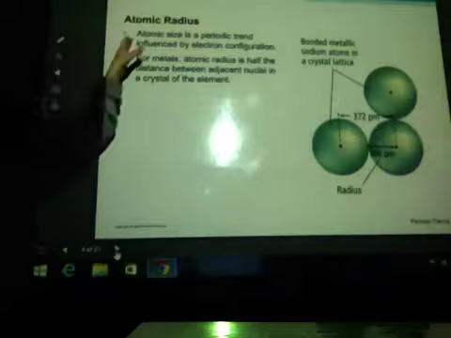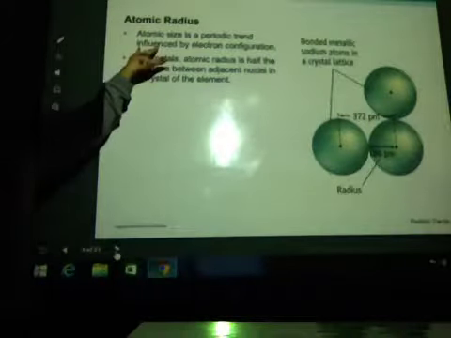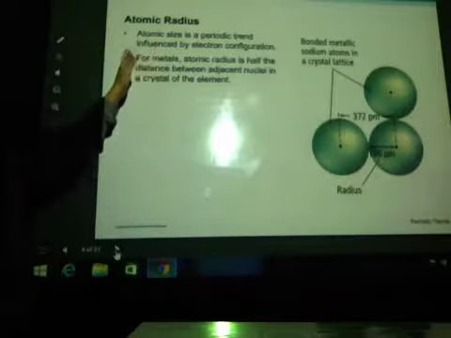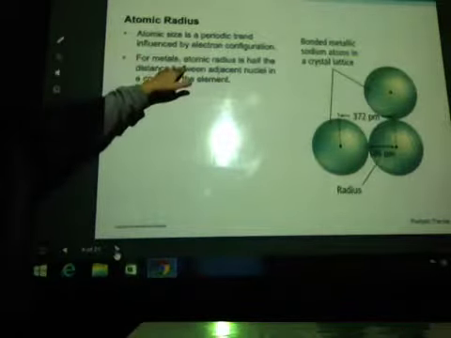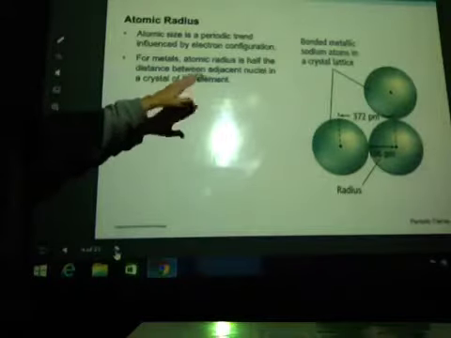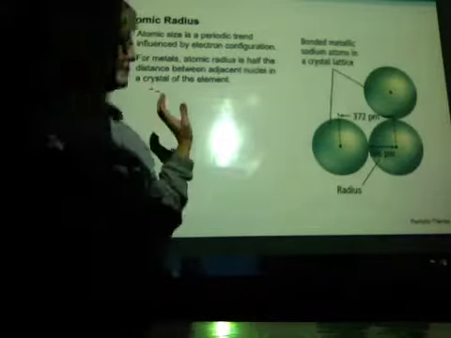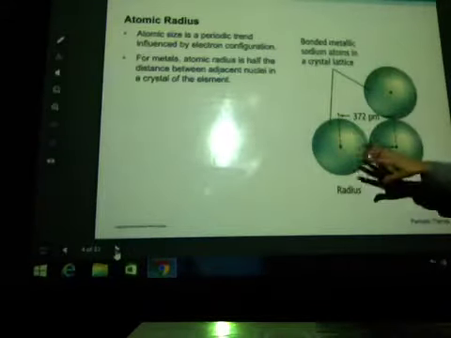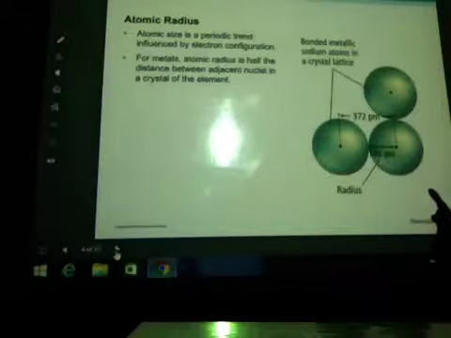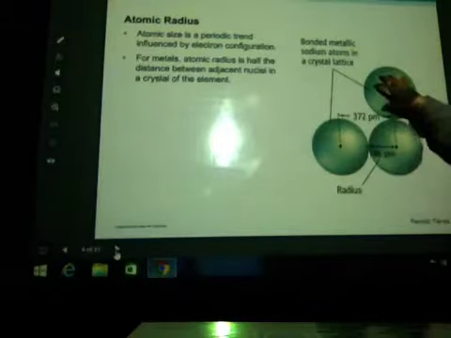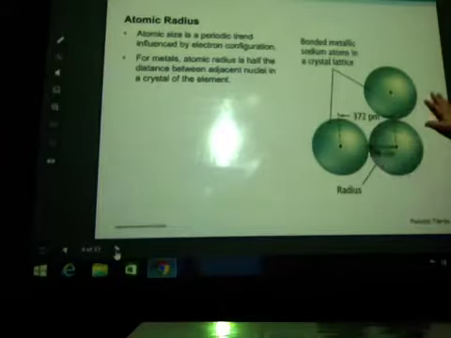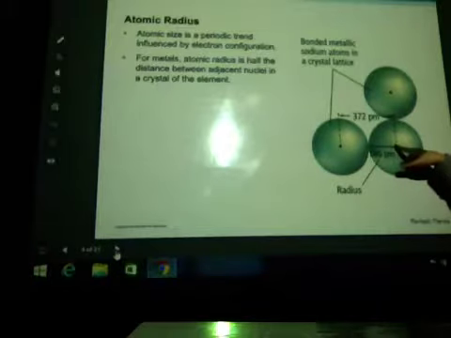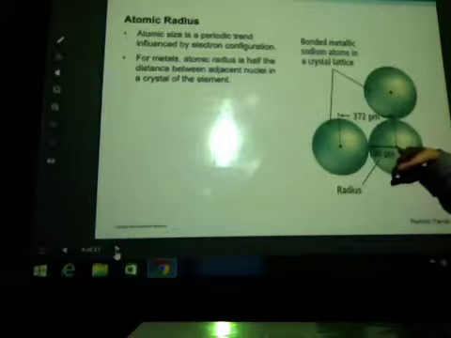So atomic size is a periodic trend that is influenced by electron configuration, which we've spent a lot of time on. For metals, the atomic radius is half the distance between adjacent nuclei in a crystal of an element. So pretend this is metal, pretend it's silver. If I have a silver plate, I have all these different atoms of silver that are very close together. So the atomic radius, it's just like in math, radius is half the distance of the diameter.